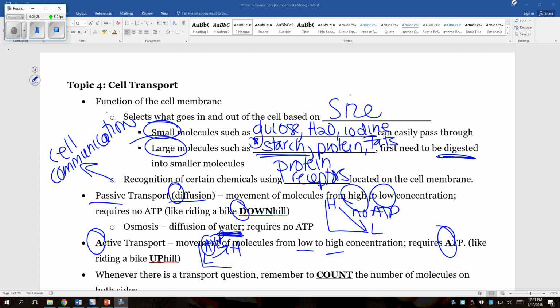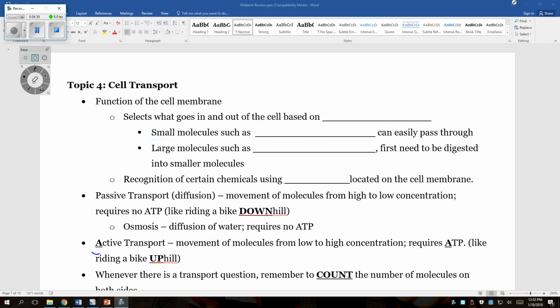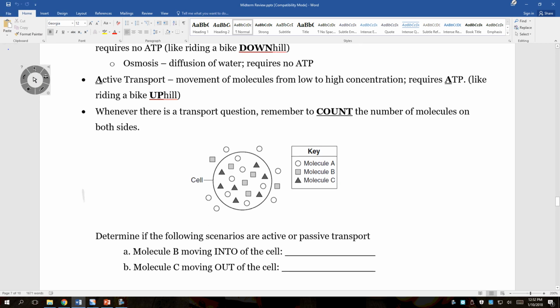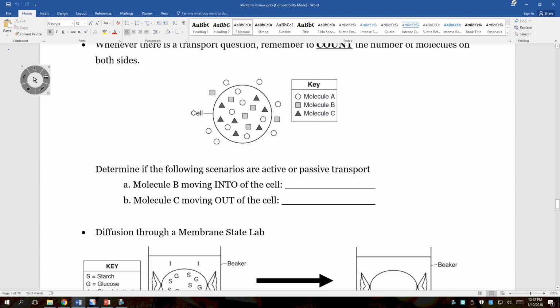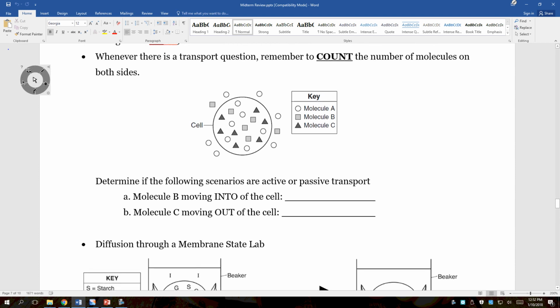Another thing to note about active and passive transport is that you always have to count the molecules. I'm telling you, even if I'm answering a question about active and passive transport, I'm counting those molecules. It's very difficult to answer them if you're simply guessing how many molecules are on either side. So here I have an example, and we've seen this example a couple of times on our tests, on our do now, and on our homeworks. It says, whenever there's a transport question, remember to count the number of molecules on both sides.